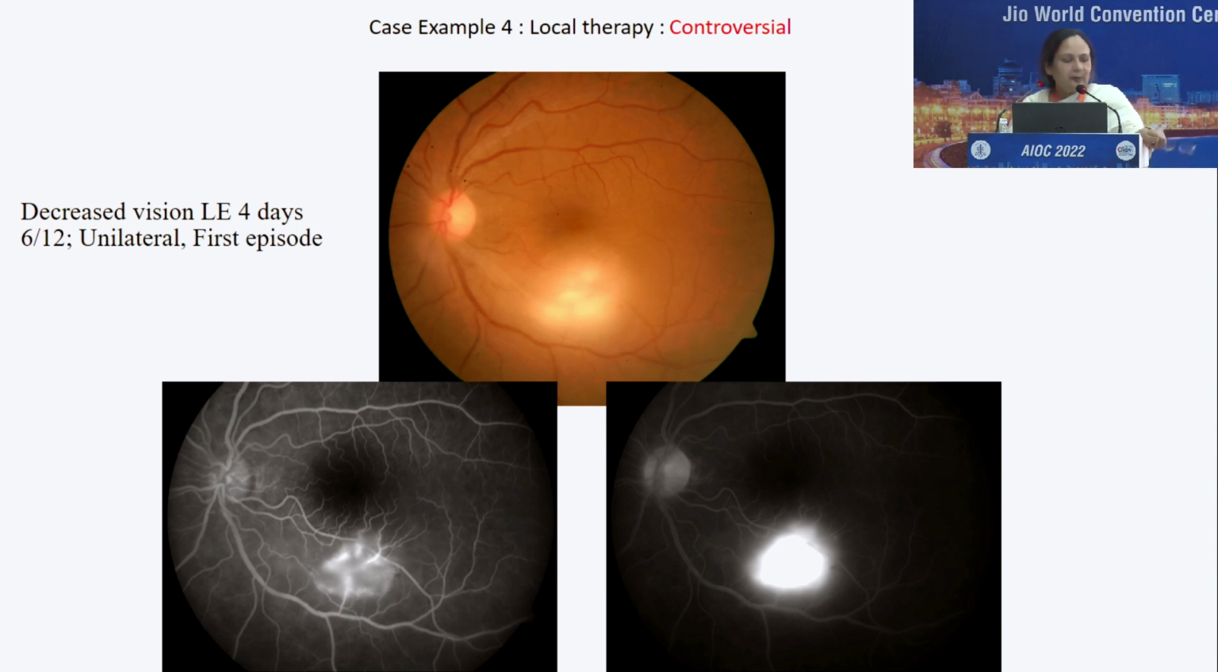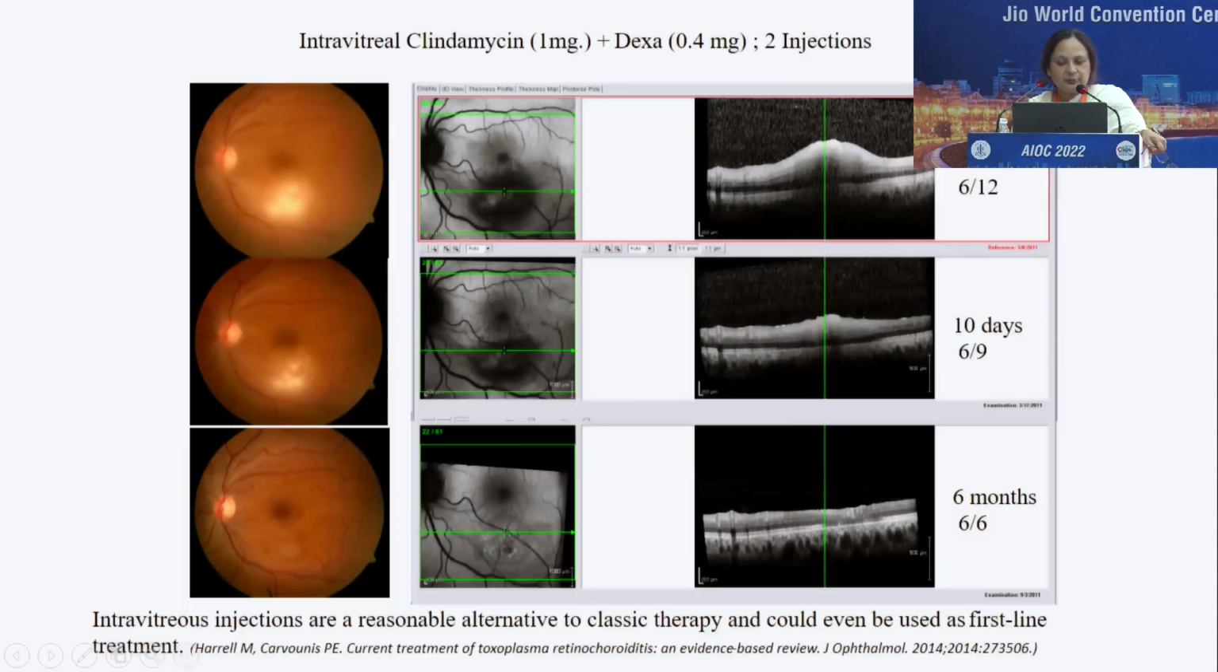The fourth example is local therapy only, which is kind of controversial, but which does work, and works very well. That is toxoplasmosis. So this is an example of a patient with decreased vision in the left eye of 4 days. Unilateral, this is the first episode. You can see it's a retinitis lesion, which is very typical for toxoplasma. And the patient receives an injection of Clinda-Dexa, and you can monitor the response to therapy over 2 injections.